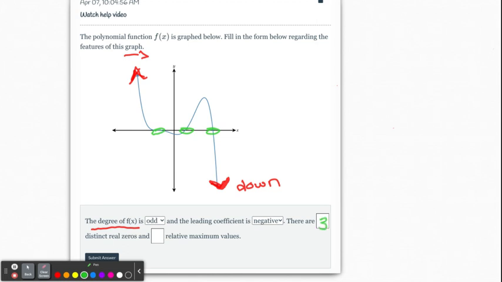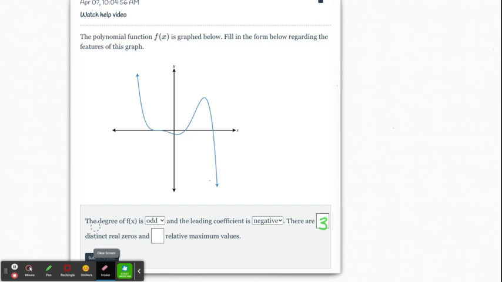And blank relative maximum values. Let me erase all this mess. Because the arrows are pointing to negative infinity and positive infinity, there's not necessarily a maximum or a minimum. But relative max, those are turning points. So we have 1 up here, and that's it. So there would be 1. I'm not going to submit this because Delta Math doesn't recognize pen.